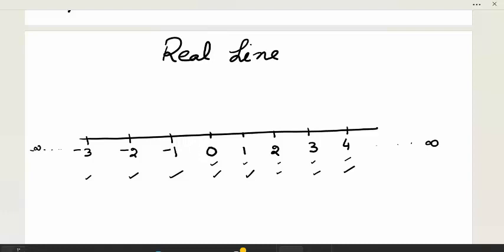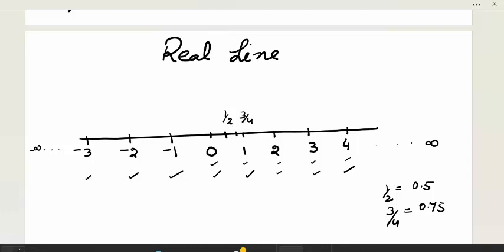Then come to fractions, like half, the terminating decimals or the rational numbers. Half, as you know, was nothing but 0.5. So half will lie midway between 0 and 1. Half will lie here. Come to numbers like 3 by 4. Now 3 by 4 is 0.75, which will be somewhere here. So this is 3 by 4.